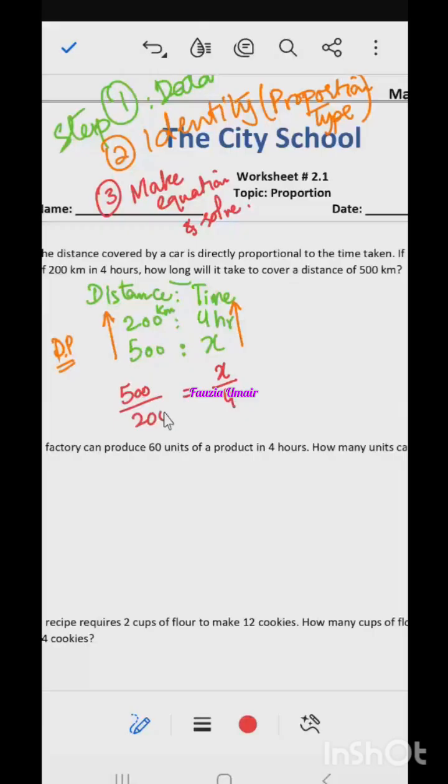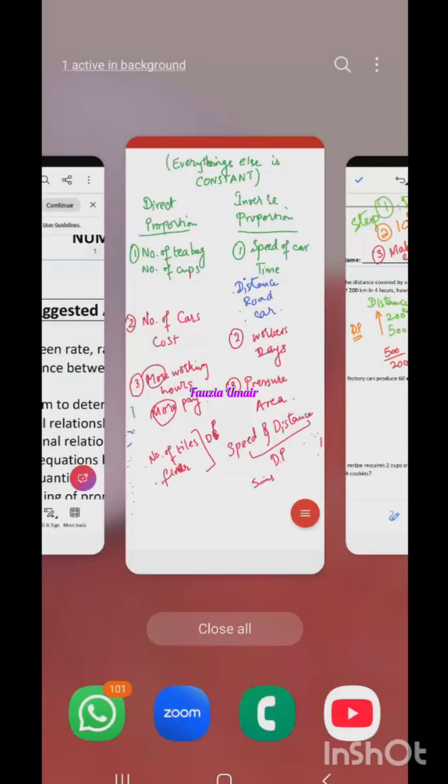Any question till this point? The third step is making the equation. So how are we going to make the equation? We will follow the direction of the arrow, which we placed in the second step. X by 4, 500 by 200. Any question anybody is having? No, ma'am. Okay, so I hope these steps are clear.